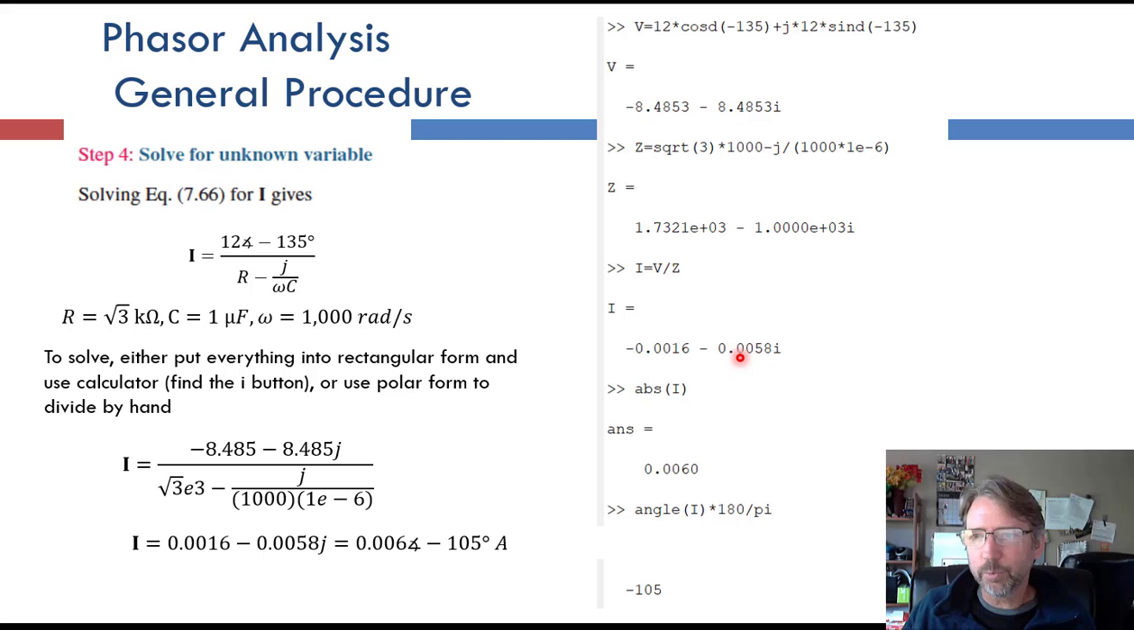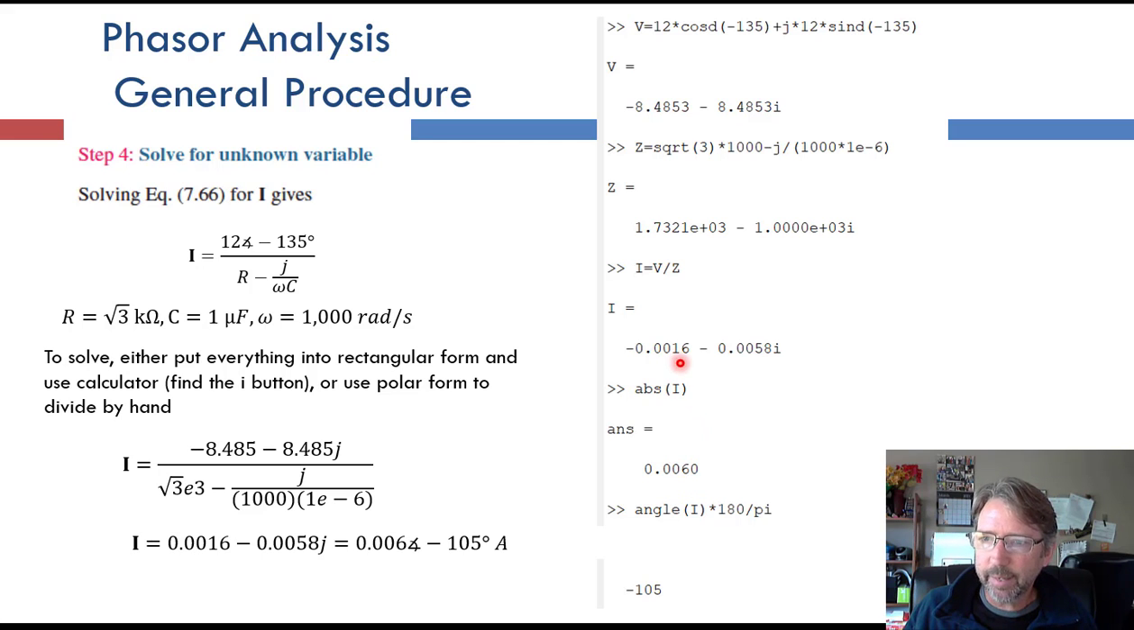We want to go back to polar form, so we can go to cosines. You can use the square root of the real part squared plus the imaginary part squared to find the amplitude, but in MATLAB the absolute value function does that for you. So ABS of the rectangular, the complex number I, gives us the magnitude of 0.006 amps.